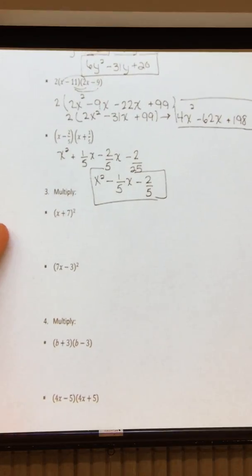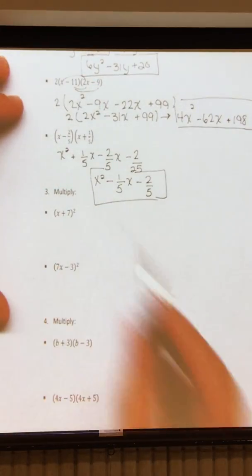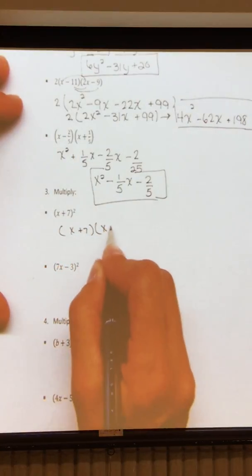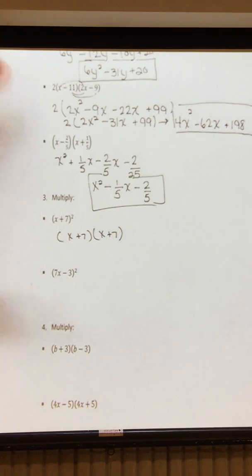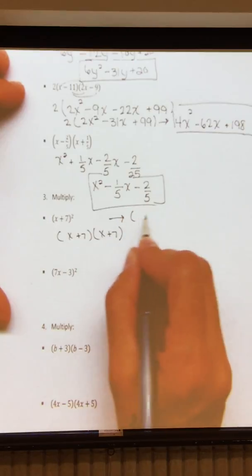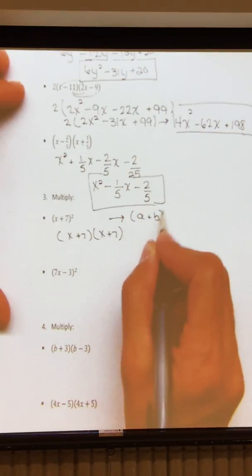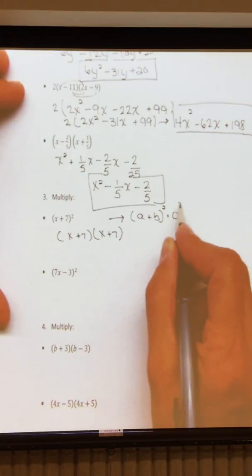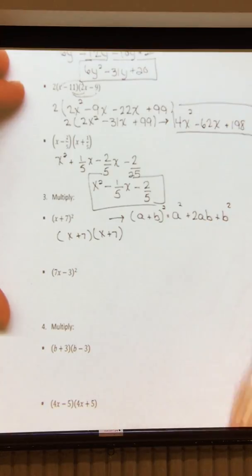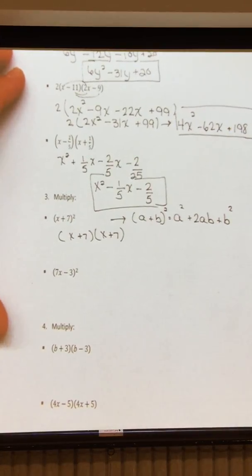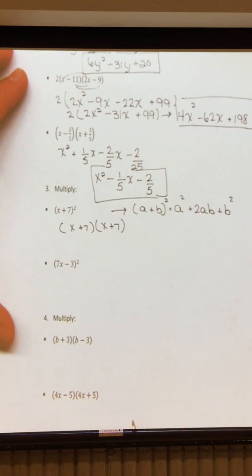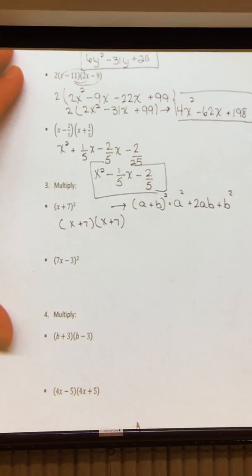You have special products. So x plus 7 squared is the same as x plus 7 times x plus 7, or you can use the special product rule, which is a plus b squared is equal to a squared plus 2ab plus b squared. So let's FOIL first, and then we can use the special product rule. That way you can see the 2 ways of solving.